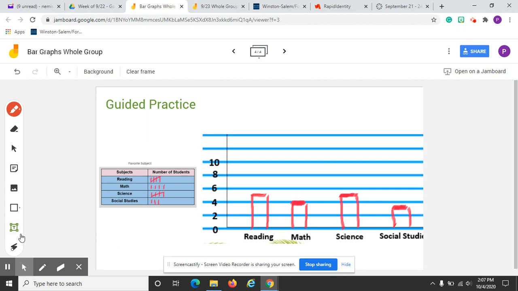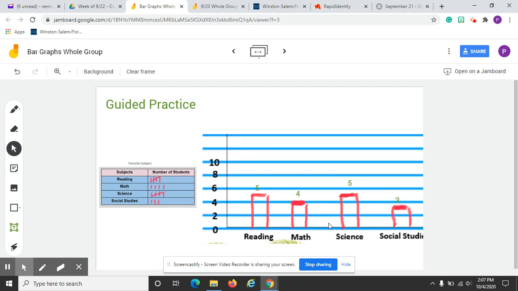Now, for us not to forget what these bars are representing, we can put the number on top of it. For reading, we have 5. For math, we have 4. For science, we have 5. And then we have 3 for social studies.